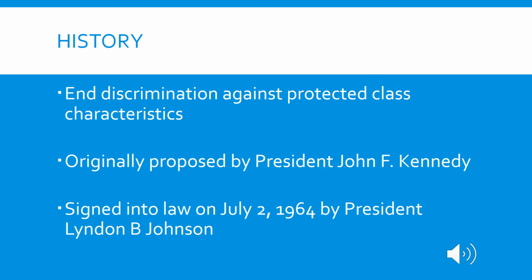The Civil Rights Act of 1964 is a piece of legislation passed to end discrimination based on protected class characteristics, such as race, religion, color, sex, or national origin. This legislation came about during the peak of the Civil Rights Movement. The Civil Rights Act of 1964 was proposed by President John F. Kennedy, but after a lengthy battle with the House and the Senate, was not signed in until July 2, 1964, by President Lyndon B. Johnson.